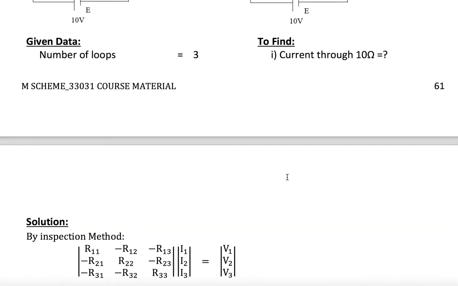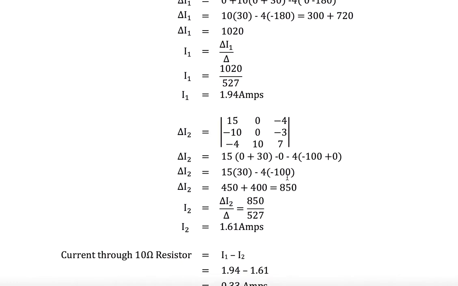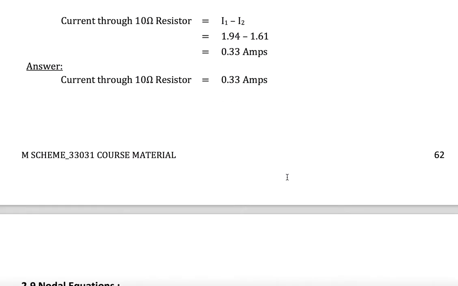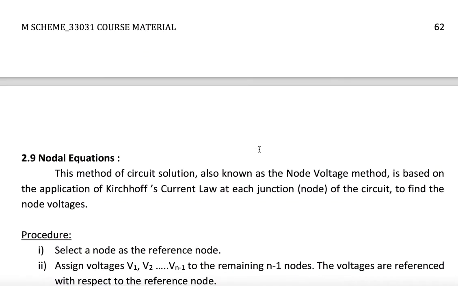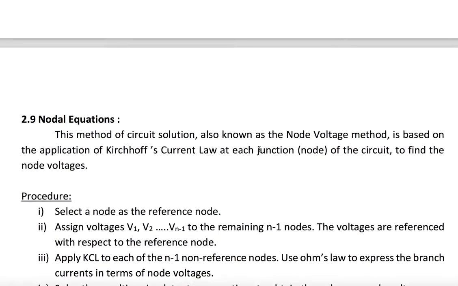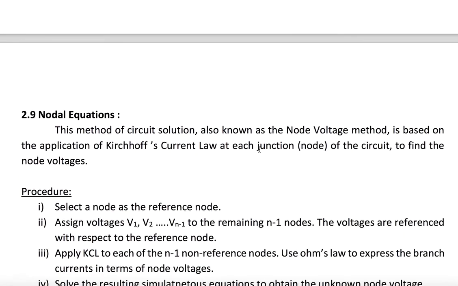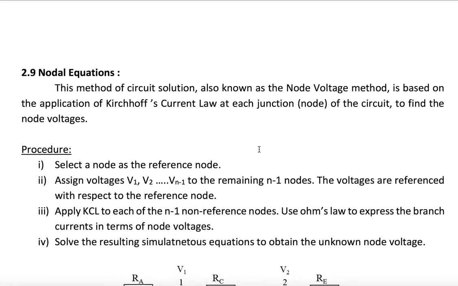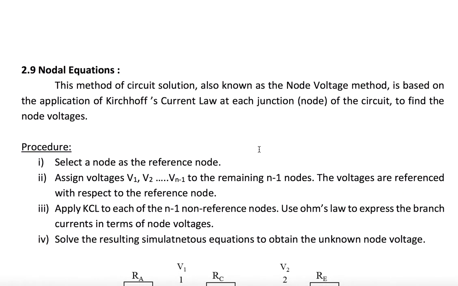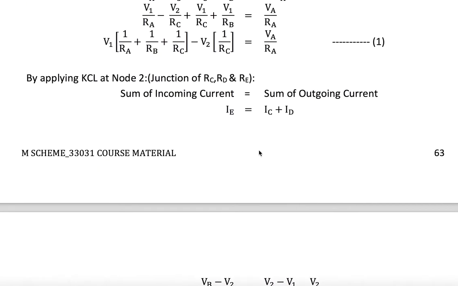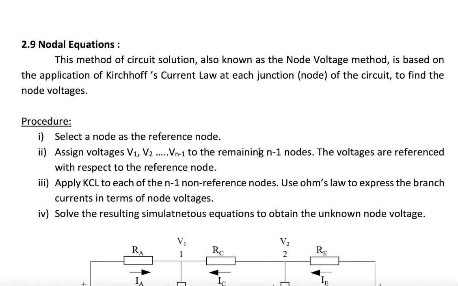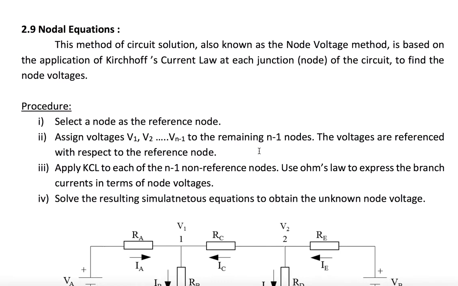Again, apply this method. Find I1, I2, I3. Like I mentioned earlier, I1 minus I2 is the final current. Anyway, don't worry much. We will be solving the exercise problems. No problem. Let's finish the theory part first.